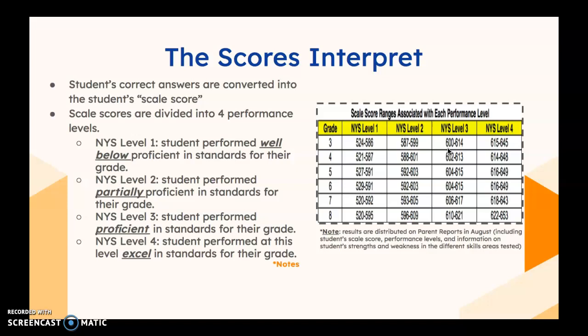So level 1 is where students perform well below proficiency standards in their grade. So this means that the student demonstrated limited knowledge, skills, and practices embodied by the Common Core learning standards for math, which are considered insufficient for the expectations at this grade. Now, for a student who scored at level 2, the students perform partially proficient in standards for grade.